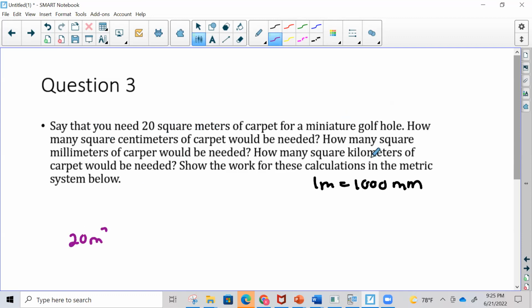A carpet for a miniature golf hole. How many square centimeters of carpet would be needed? How many square millimeters of carpet would be needed? How many square kilometers of carpet would be needed? Show your work. So we're doing three calculations.